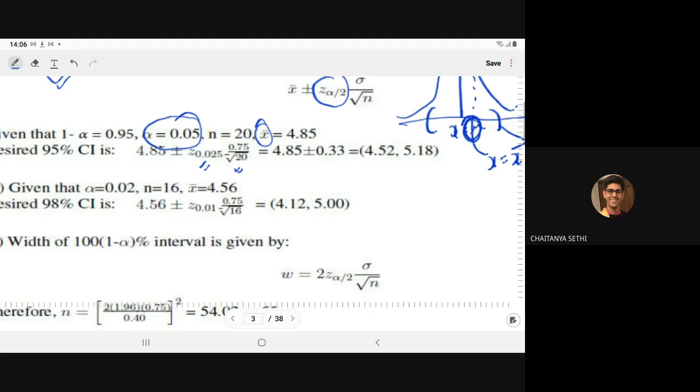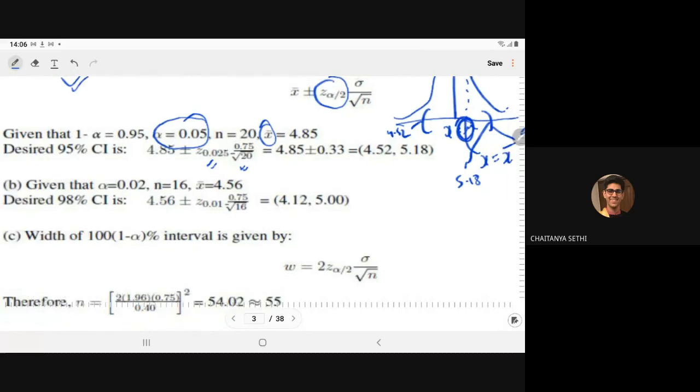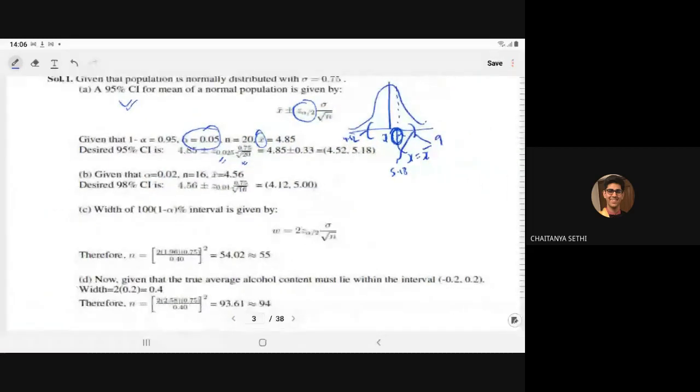So this will become 4.52 to 5.18. This is 4.52, and this is your 5.18. So this interval includes the true mean.